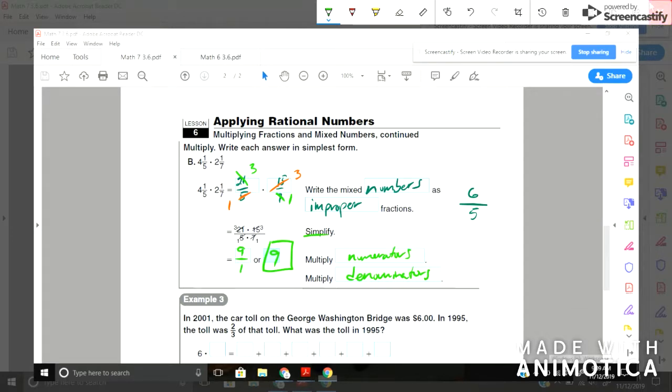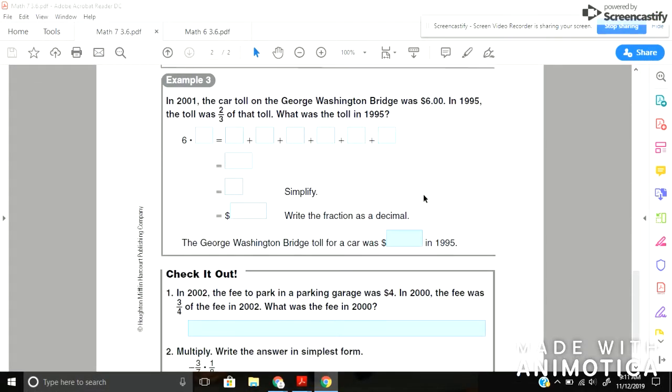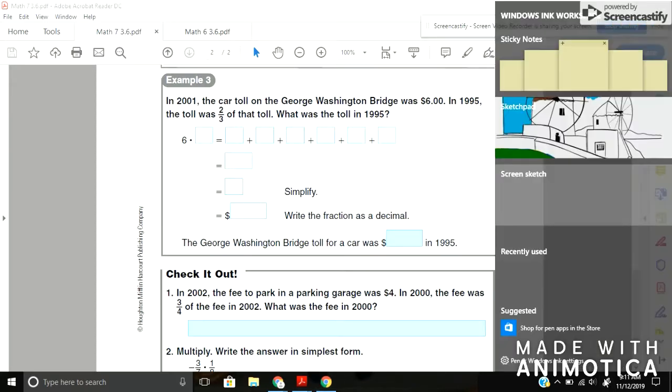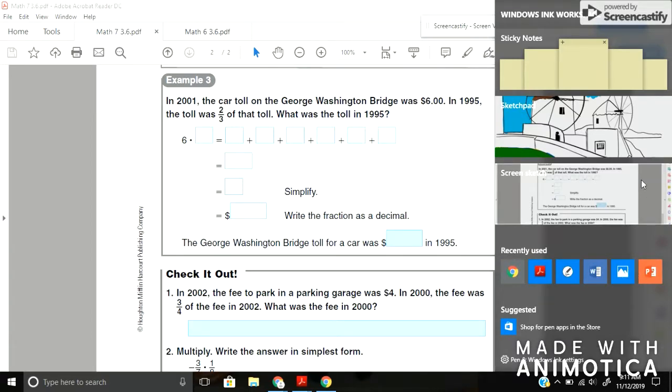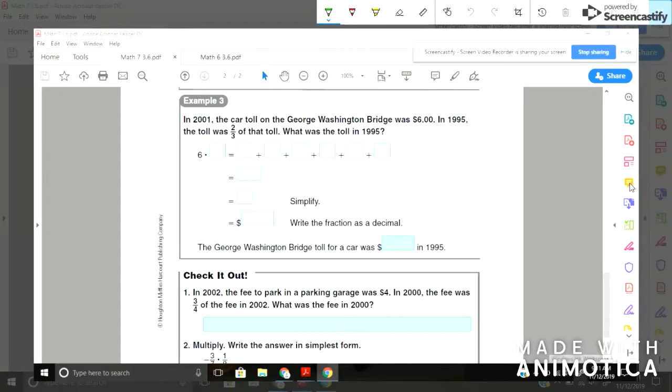Let's go on to our last example, which is the word problem. It says in 2001, the car toll on the George Washington Bridge was $6. A car toll is when you pass from one area to the next and they charge an amount of money. It helps pay for the taxes to take care of those roads. That's why they have car tolls. In 1995, the toll was 2/3 of that toll. Okay, what was the toll in 1995?